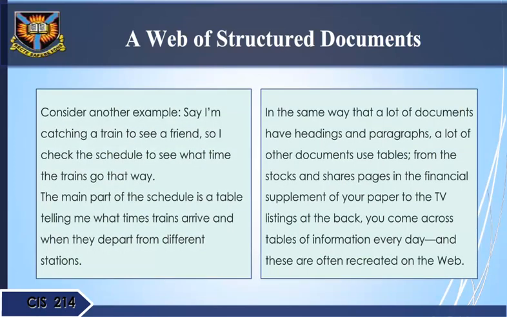Consider another example. Say I am catching a train to see a friend, so I check the schedule to see what time the trains go that way. The main part of the schedule is a table telling me what times trains arrive and when they depart from different stations. In the same way that a lot of documents have headings and paragraphs, a lot of other documents use tables. From the stocks and shares pages in the financial supplement of your paper to the TV listings at the back, you come across tables of information every day, and these are often recreated on the web.